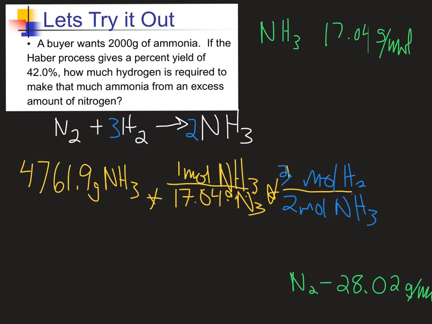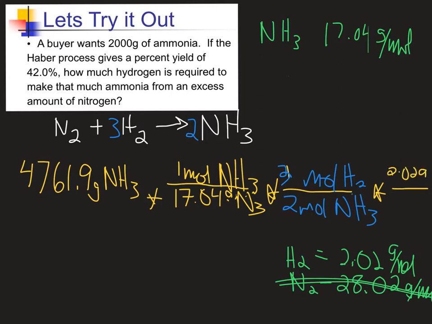And then from here, we utilize the molar mass again, and I calculated the wrong thing down here. It was supposed to be hydrogen, and that is equal to 2.02. So nobody called me out on that. Thanks, second hour. So we have 2.02 grams of hydrogen per 1 mole of hydrogen, and we should be able to do our calculation now.